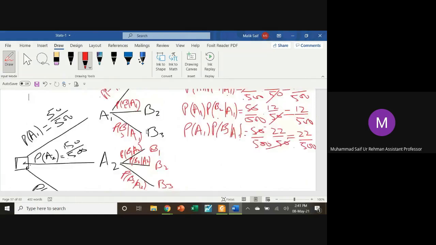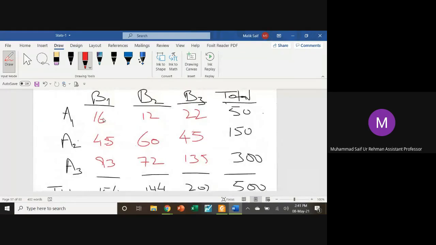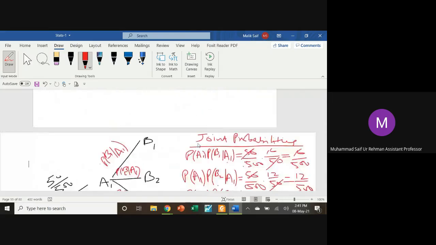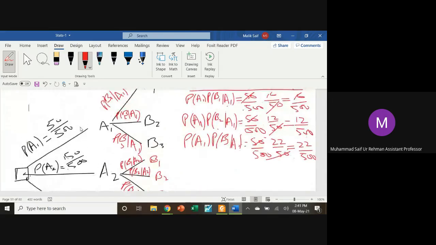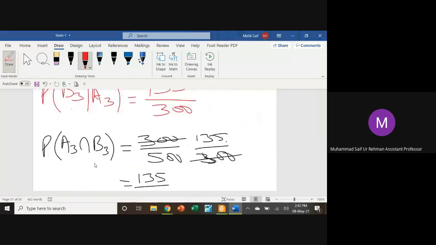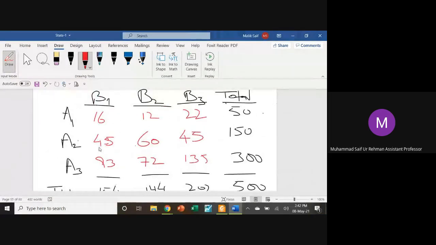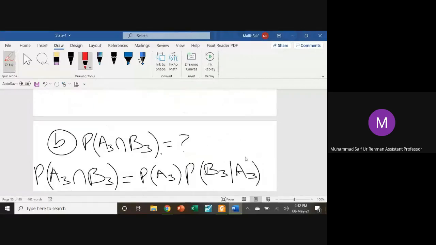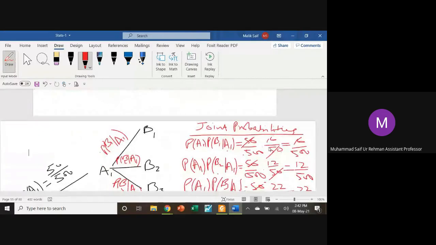Okay. Similarly, for this, you will multiply A2 with B1 given A2. So B1 given A2 will be 45. So the sum for A2 is 150. So 45 divided by 150. And if you see this, 150 is there in the numerator, so 150 will be cancelled out with 150 and you will remain with 45. Understand? Yes, sir. As we have done over here.